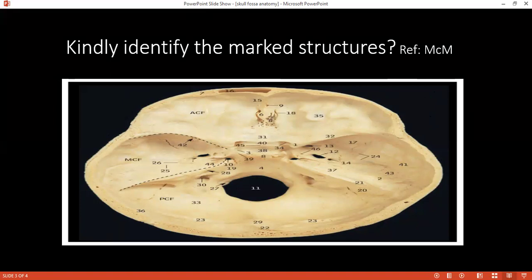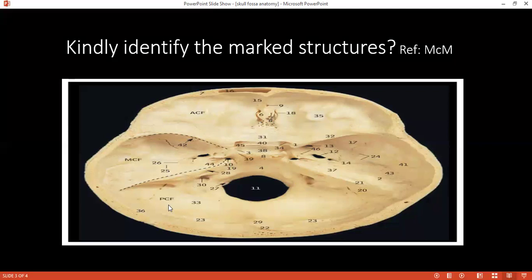Coronal section. Okay. Can you see it's divided into certain parts? Can you identify what this part is called? This is like the lesser wing of sphenoid. This is the frontal, you mean cranium, so frontal? It's the anterior cranial fossa. Yes, this is the anterior, and this is the middle, and this is the posterior.